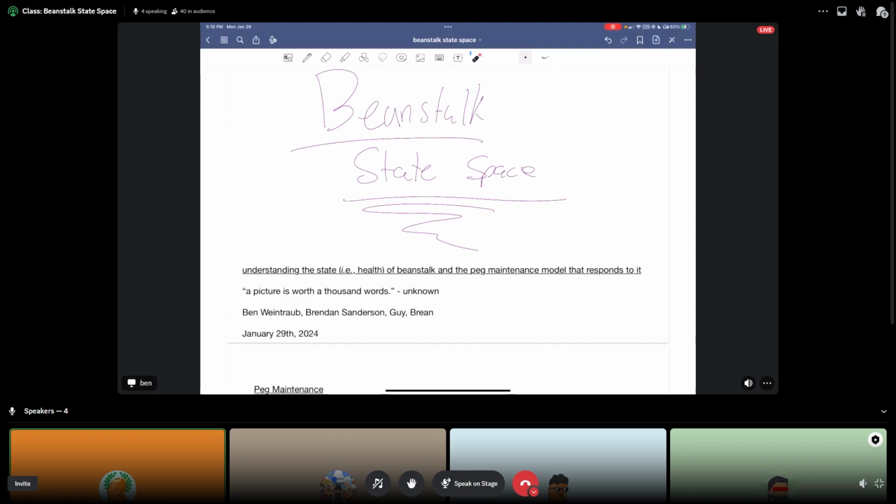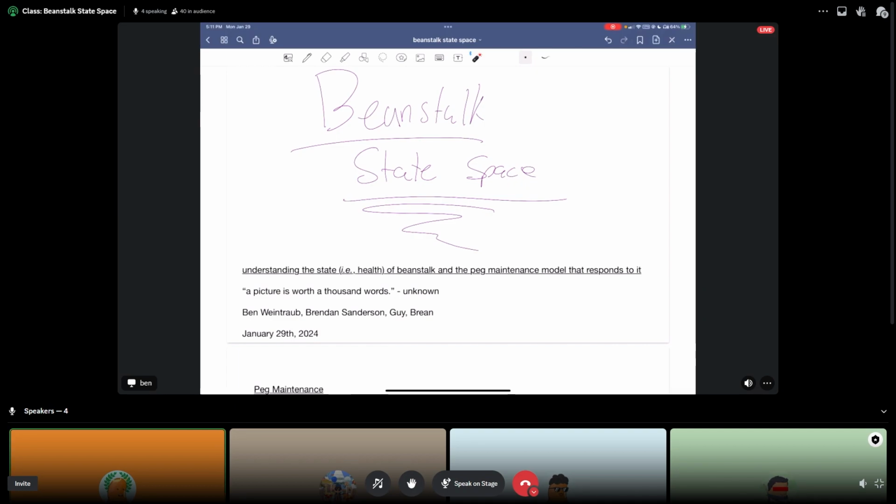So, not all of the RFCs that are outstanding are covered by this discussion because they're not exactly related to this major peg maintenance upgrade. But I think those are going to be discussed after we have this sort of major peg maintenance discussion. So hard to know exactly what to call it, but we call it Beanstalk State Space.